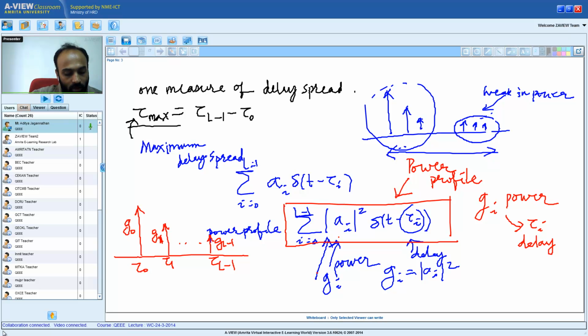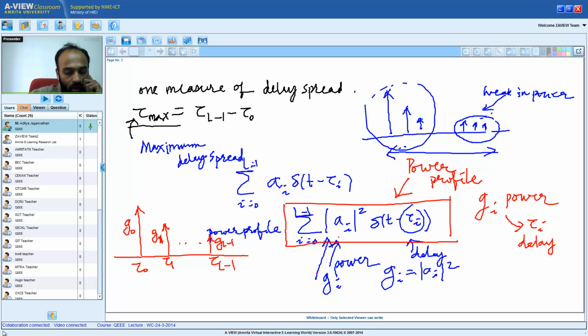Similar to a wired channel. Very good. Exactly. That is exactly correct. It is similar to a wired communication channel. In a wired communication channel, we say we have a single path. Therefore, the delay spread is 0. I'm glad some people are pointing out interesting aspects. Even though I did not point it out, that is exactly correct. In a wired communication system, you have a single path.